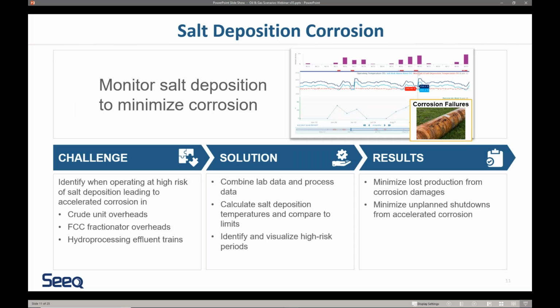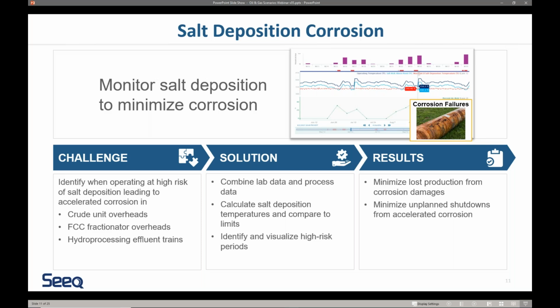The first use case that we're going to talk about is salt deposition corrosion. So in this one, the idea here is that we want to monitor what our salt deposition temperature is and where we're at to minimize corrosive events in our equipment. In particular, we're talking about, for example, in refineries, our crude unit overheads, our FCC fractionator overheads, or hydroprocessing effluent trains. The idea here is that by monitoring and understanding the amount of corrosion and risk we have for corrosion, we can use this to then minimize corrosive events.